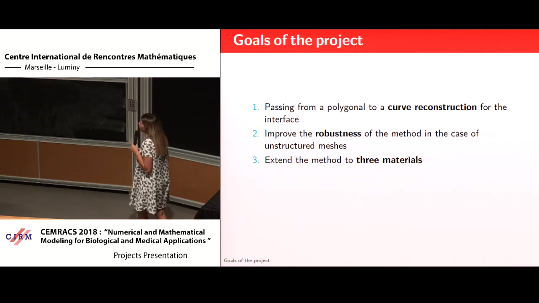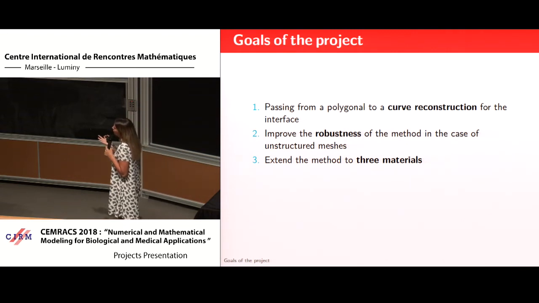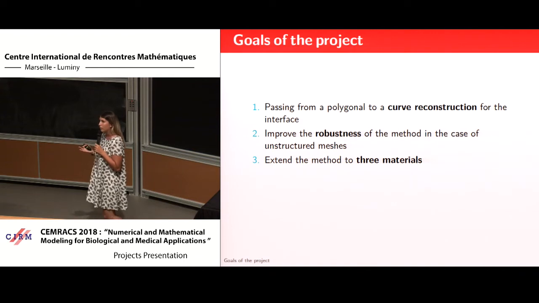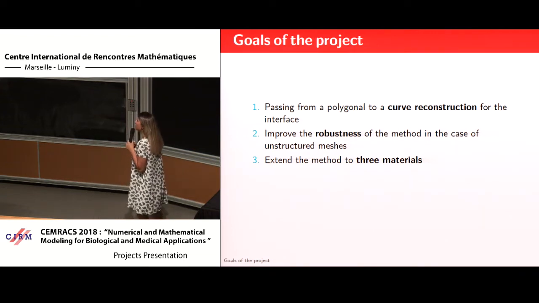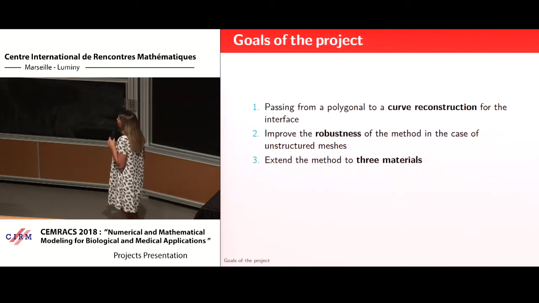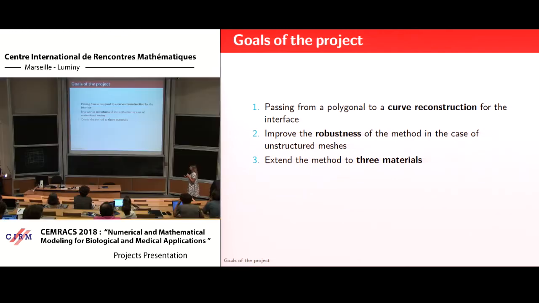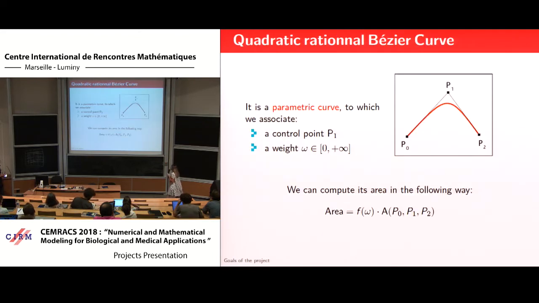And then also, the method that was proposed works well in Cartesian meshes. So we wanted to see what happens if we pass to unstructured meshes, and how we can improve the robustness of the method in this case. And then as a third point, there is quite an open question: how to extend the method to three materials. So we will discuss it later. So the first thing, how to pass to a curve reconstruction. And the answer is to use the Bezier curve.